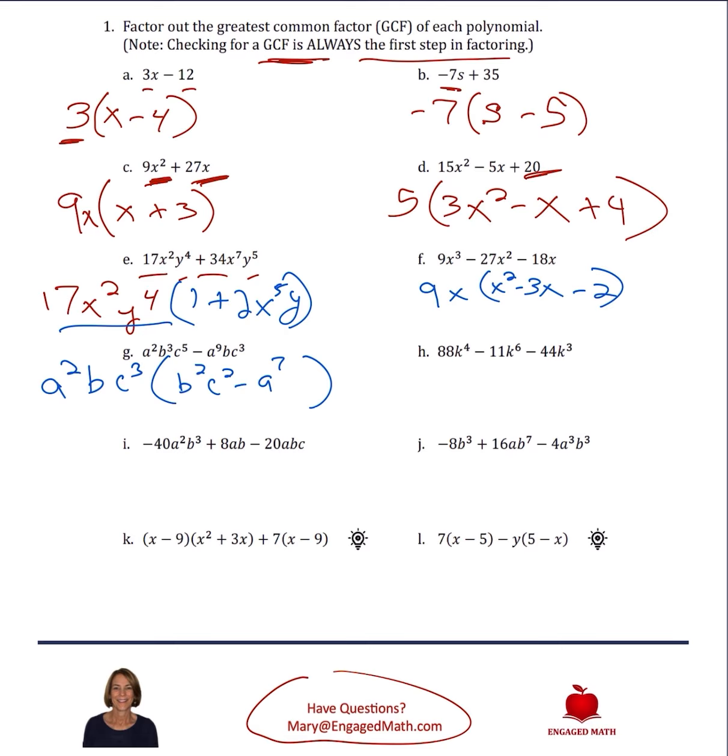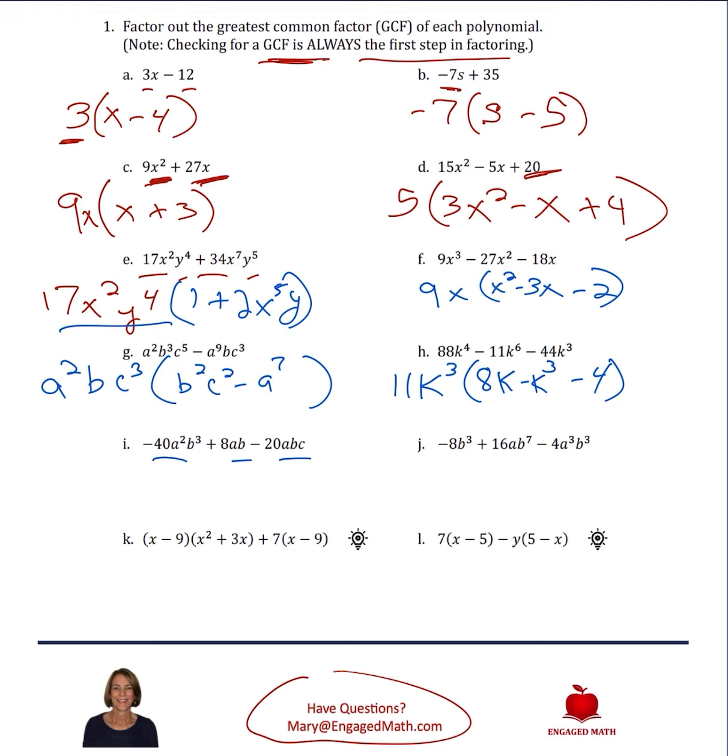We're done. Okay, H. This is a fun one, because 11 is our greatest common factor as far as the number part goes, and then the k can be taken out all the way up to the 3rd power. Notice this one is not in descending order or standard form, but we can still factor it. So we took out an 11, k to the 3rd, which means we need an 8k in that first position. And then we need a minus k to the third, and then we need simply a minus 4, and we're done.